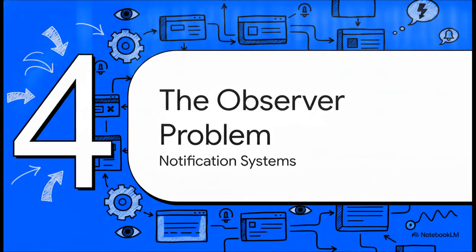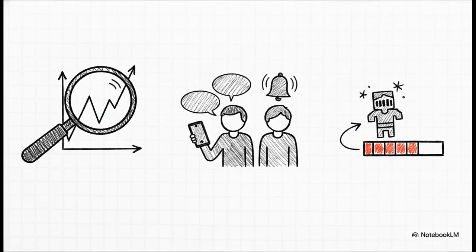All right, let's move into section 4, solving the observer problem through notification systems. As software got more and more complex, a fascinating challenge popped up. How does one isolated piece of software know that something absolutely crucial just happened in a completely different piece of software? We call this the observer problem, and I guarantee you encounter it constantly.